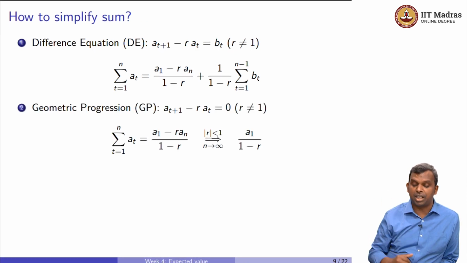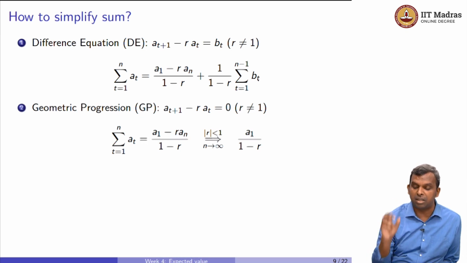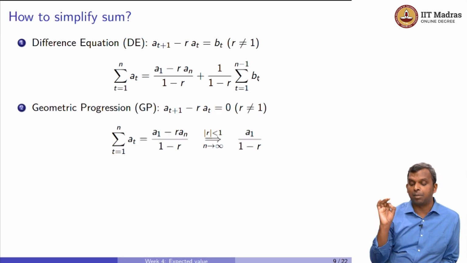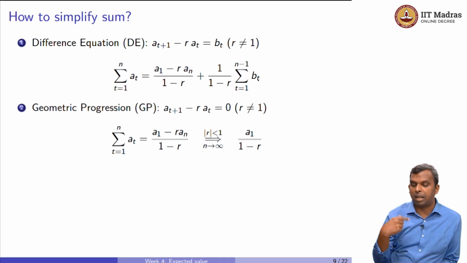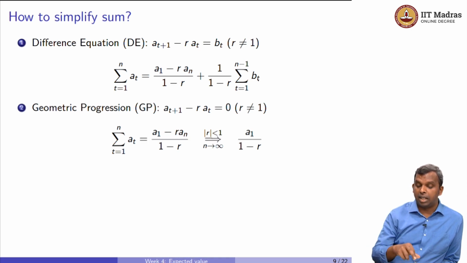Another is the geometric progression itself. In a geometric progression, this b_t becomes 0, so a_(t+1) is r times a_t. Every time you go to the next in the sequence, you keep multiplying by r, and that summation is just (a_1 minus r times a_n) by (1 minus r). If r is less than 1 and n is growing very, very large, this summation goes to a_1 by (1 minus r). So this a_1 by (1 minus r) is very important. When n goes to infinity, it's a_1 by (1 minus r). The absolute value of r should be less than 1 for this formula to hold.